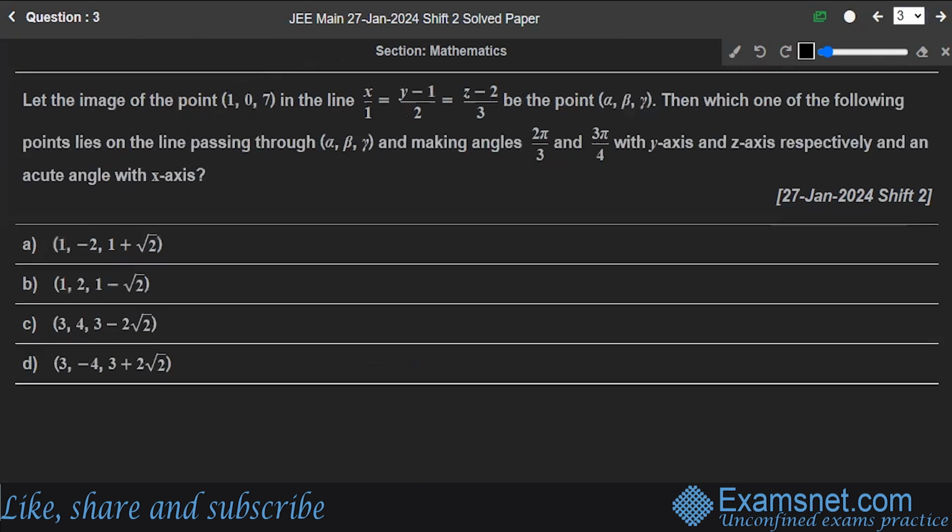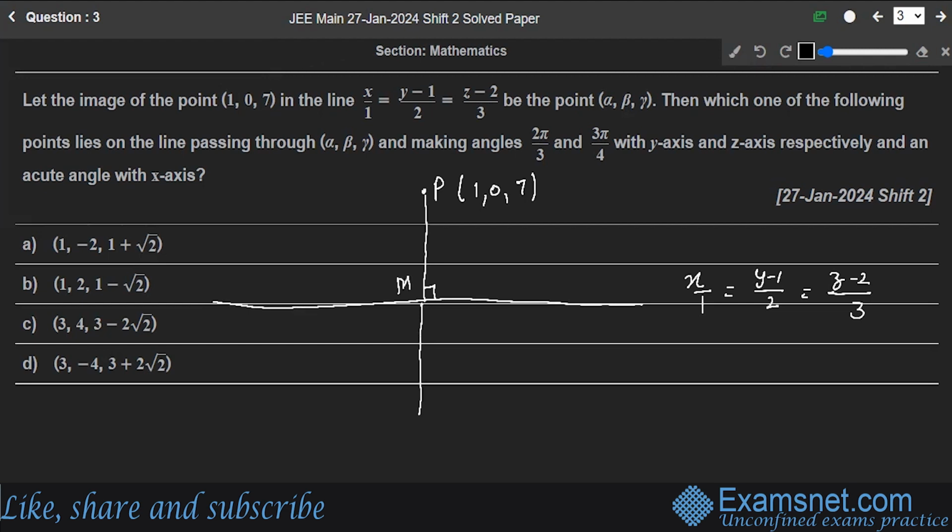Hope you're clear. Next is question number 3. Let the image of the point (1, 0, 7) in this line be the point (alpha, beta, gamma). Let's make this figure first. So you're having the point given as, let's say, (1, 0, 7). Here is the line x/1 = (y-1)/2 = (z-2)/3. So this is the point, and you're having a mirror image, let's say this is the mirror M, and Q is the image you are given in the question. This is (alpha, beta, gamma).